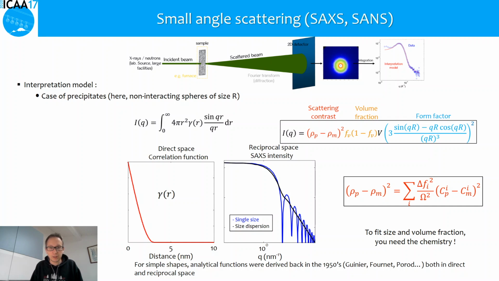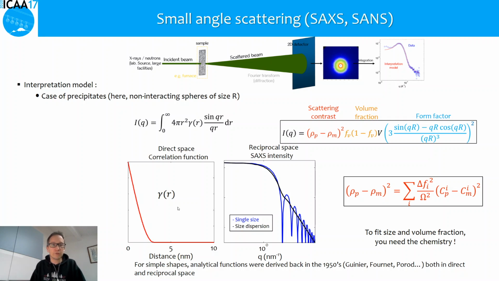The way we're going to do this is to use SAXS, and this is the typical slide I show at the beginning of a SAXS presentation, but here I will not detail it. What's very important to notice is that SAXS is a diffraction experiment. It's a reciprocal space technique, and the SAXS intensity is the exact equivalent, it's a Fourier transform, of a correlation function in the direct space. So direct space, correlation function; reciprocal space, SAXS intensity.